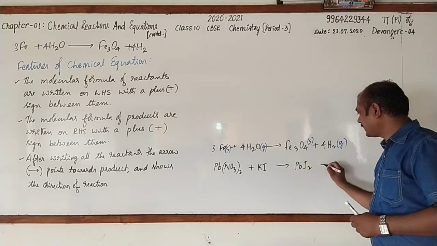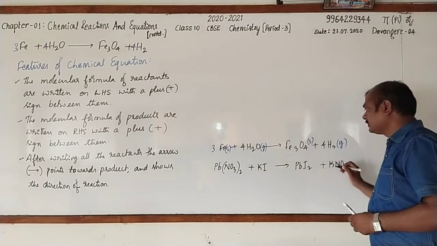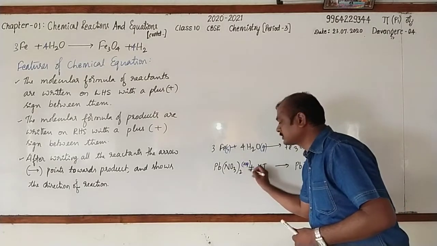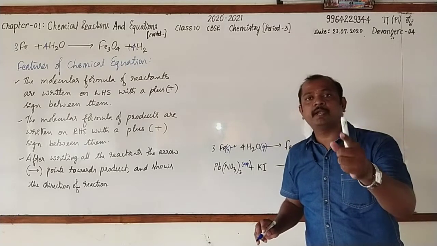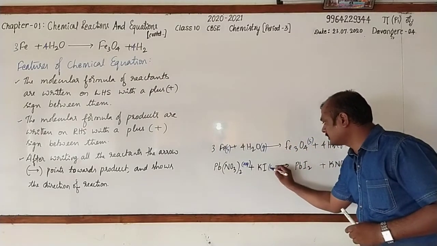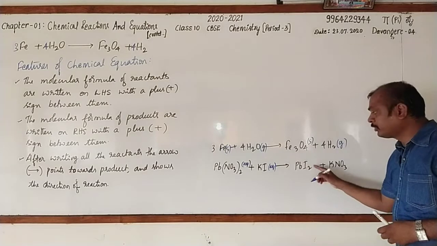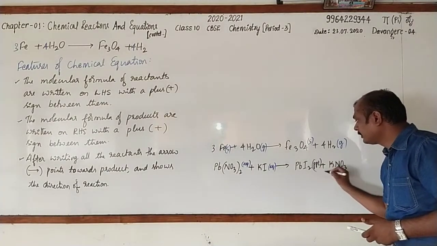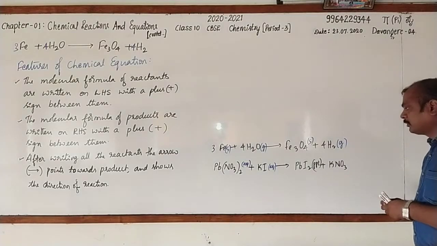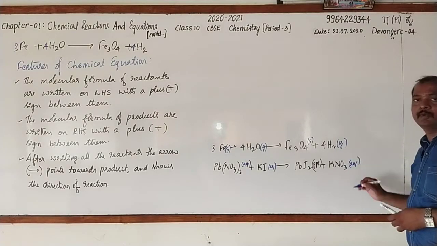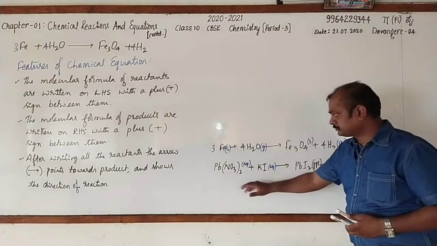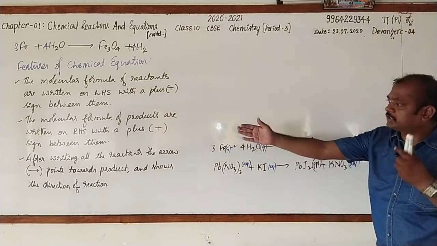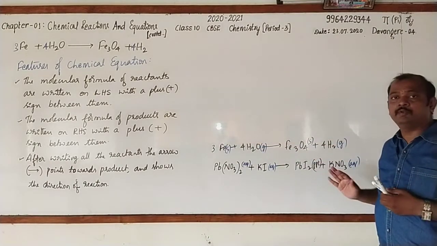It is PbI2 plus KNO3 solution. Here also you can mention this is aqueous. Aqueous means a solution prepared by using water. And what about this? This is a precipitate. Please do remember precipitate. And KNO3 is also aqueous. Now by mentioning the physical state, we can make this chemical equation more informative.